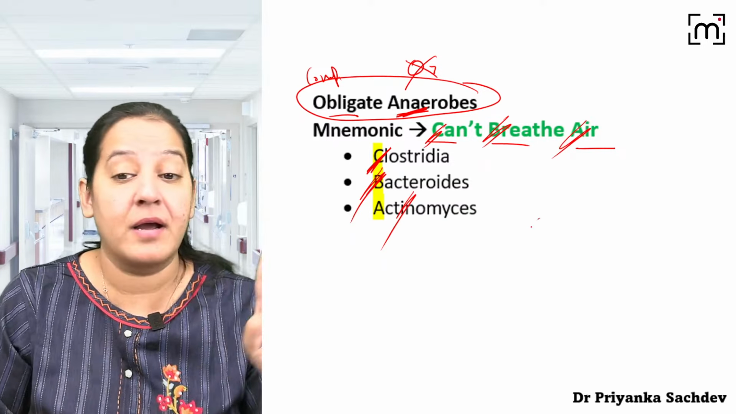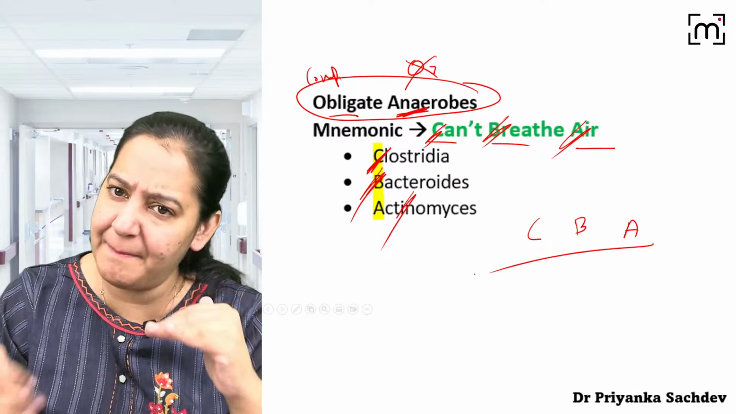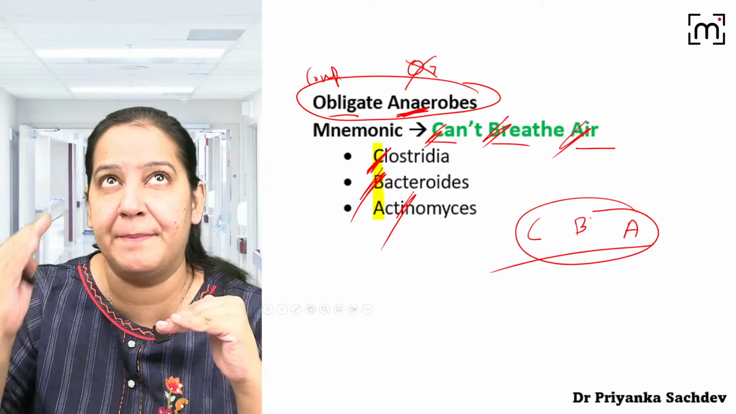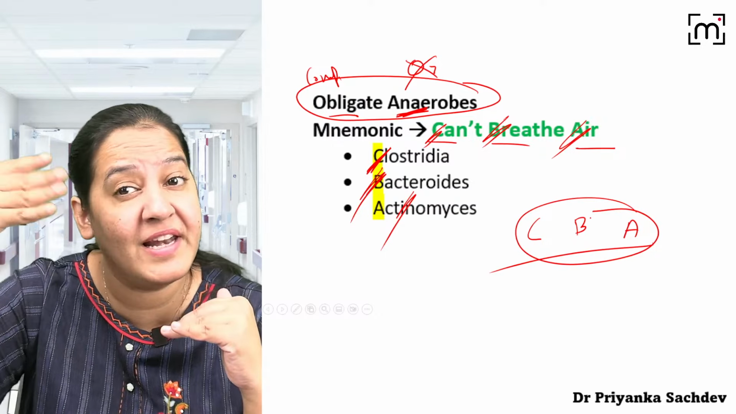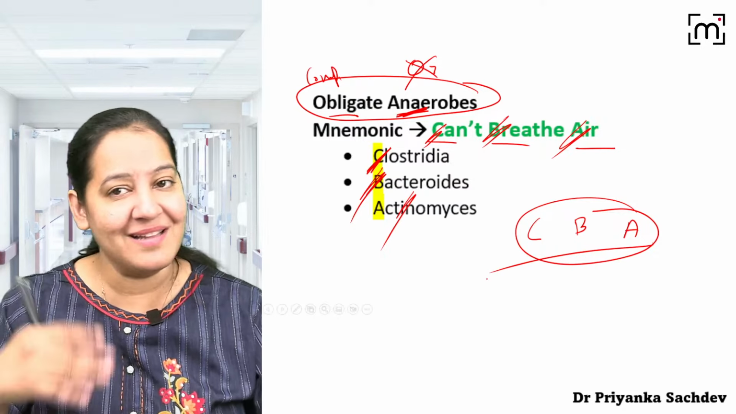Give me a thumbs up. Can't breathe air: these are the 3 bacteria. The mnemonic is in the name itself, because they can't breathe air. They are compulsorily anaerobic, that is, obligate anaerobes. So, can't breathe air. Please learn the full form.